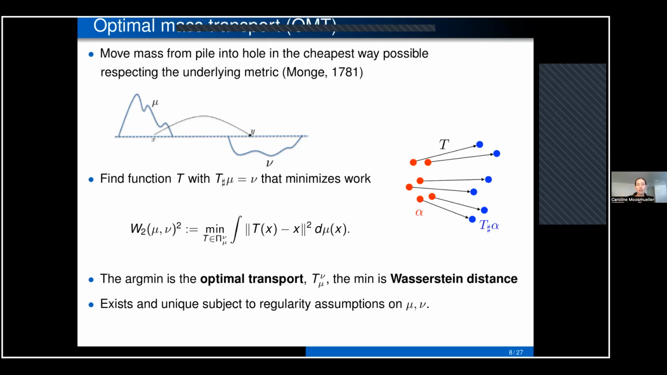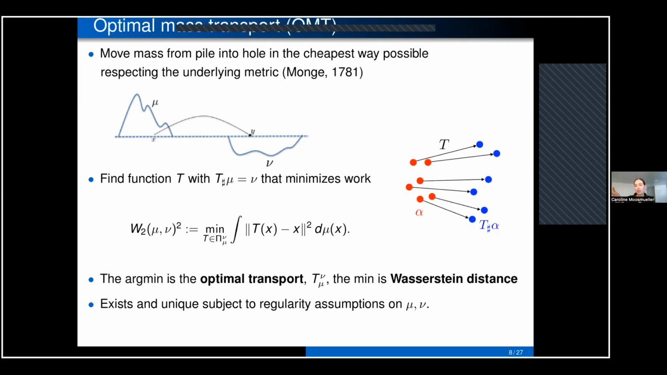So we usually write this with this push forward notation, T push mu equals nu, while at the same time minimizing the overall work. So work is given by the distance I have to travel, T of x minus x, times the infinitesimal amount of sand I have to move, and then integrate over the entire space. And we want to find a function that minimizes this work. And this function is going to be called the optimal transport map from mu to nu. And the minimum, so the cost that we need in order to do that, is called the Wasserstein distance, and denoted by W of mu, nu.